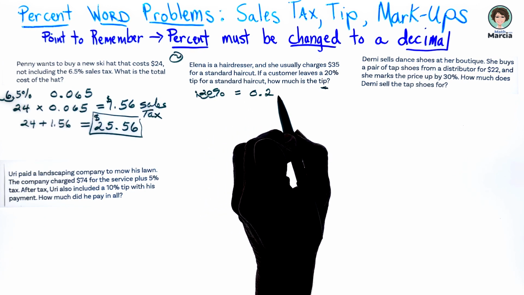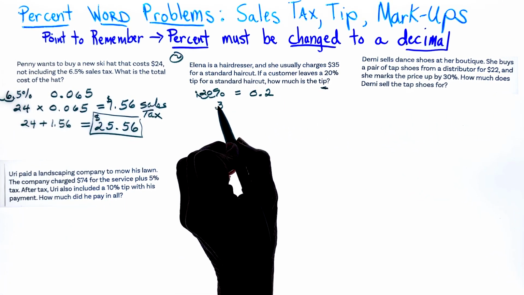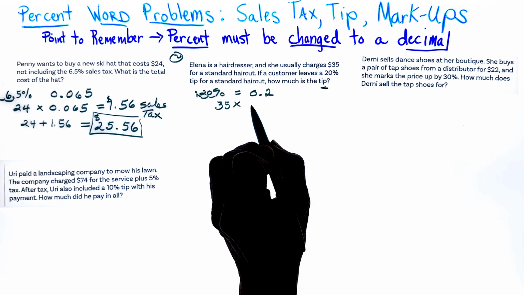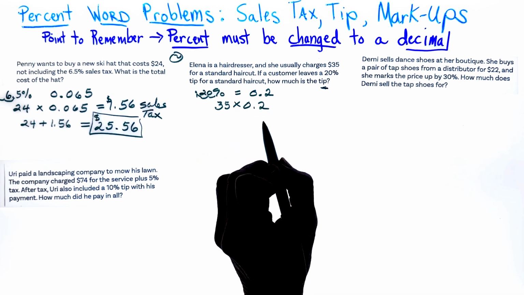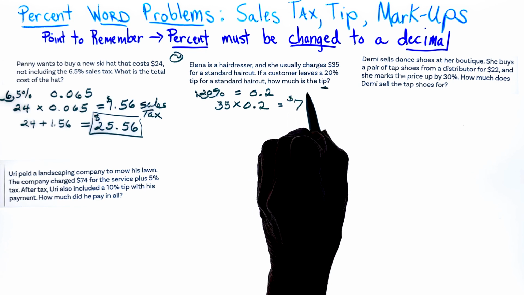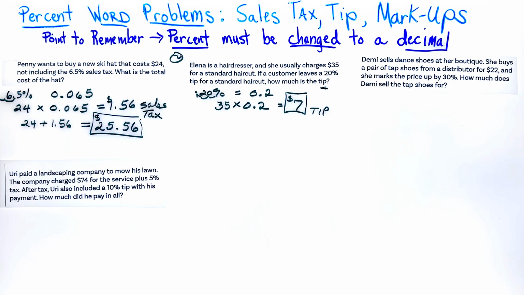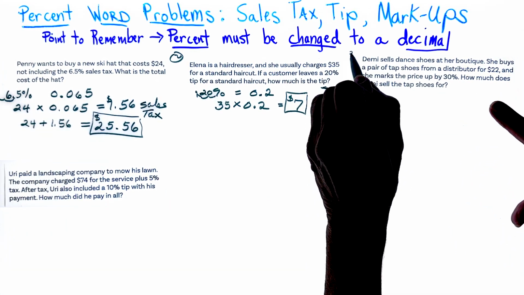0.20. And we don't have to write the other 0 there. And so now we're going to take our $35 times 0.2. And when we do that, we find out that there's a $7 tip that is left for the hairdresser. All right, question number 3.